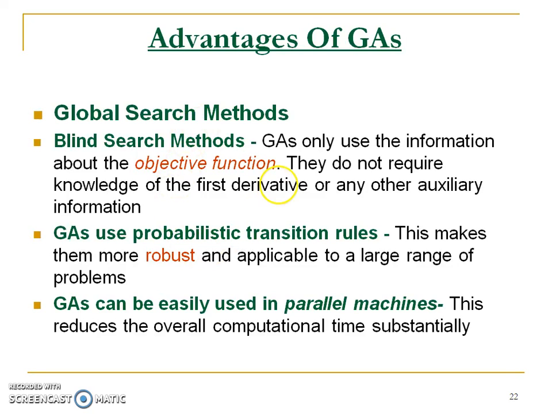Second, it is a blind search method. This means that GA only uses the information about the objective function. Here we do not require the knowledge of the first derivative or any other auxiliary information. Third point, GA uses probabilistic transition rules. This makes them more robust because in each iteration the probabilities get changed.